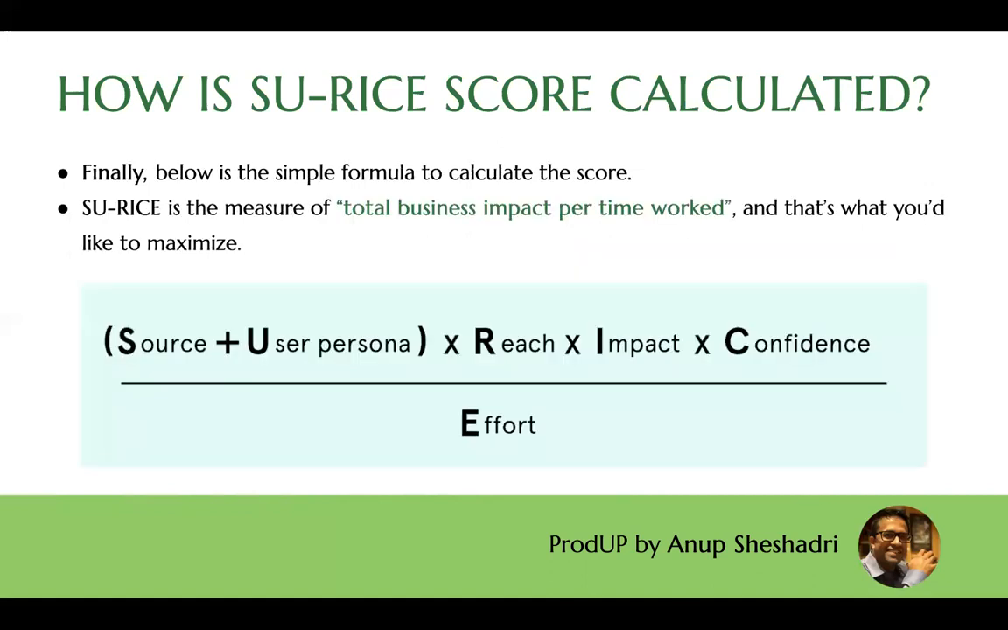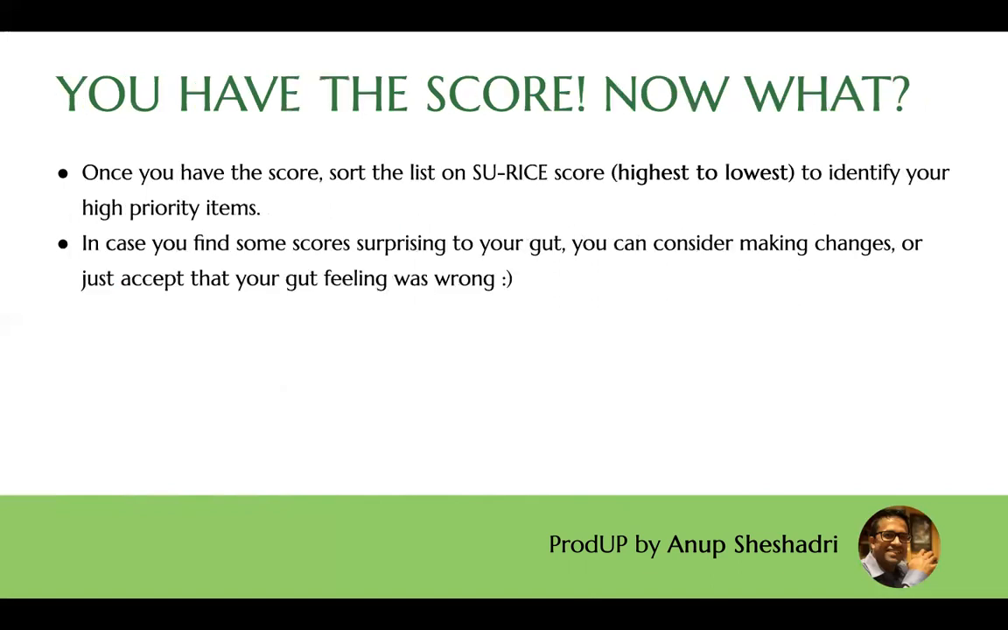Once you have all these estimates, you can just put them into this formula and you will get the score. This will measure the total business impact per time worked, and that's what you would want to maximize. So once you have this, you would just sort the list from highest to lowest and identify your high priority items. In case you find some score surprising to your gut, you can consider making changes or just accept that your gut feeling was wrong.